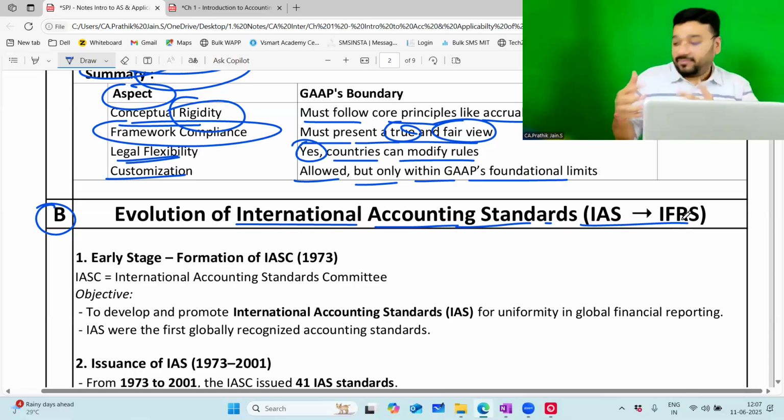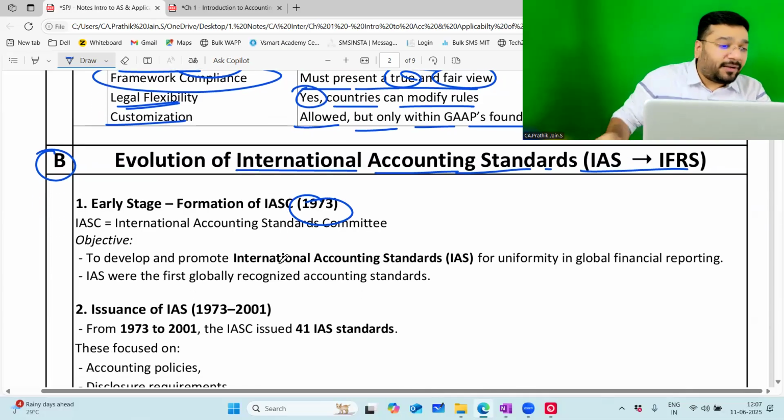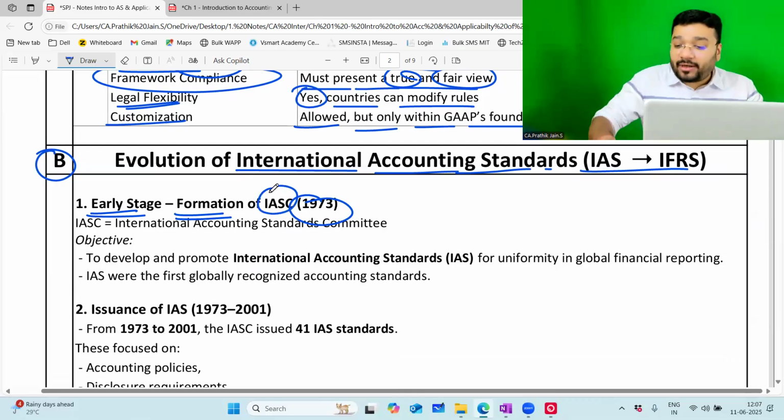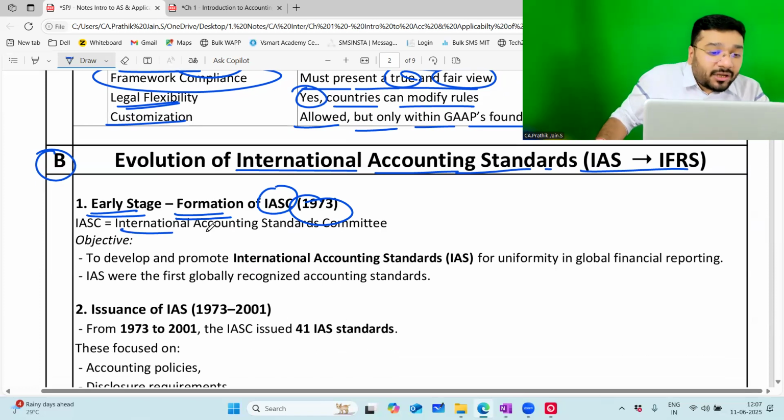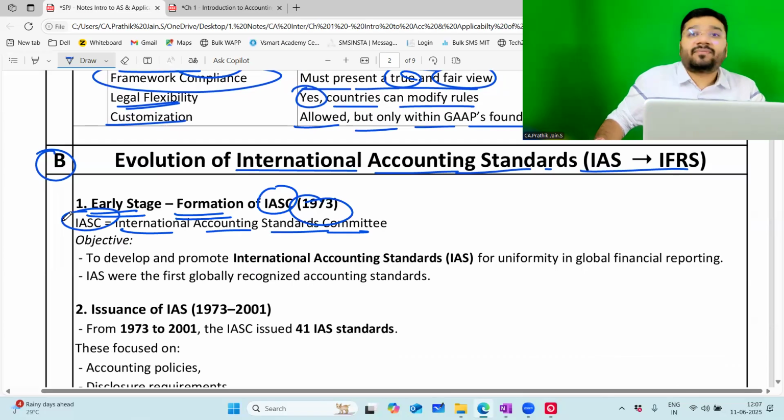And by the time this was done, it became 1973. So at last in 1973, what happened? In the early stage of 1973, we had formed a committee called the International Accounting Standard Committee. We mean not India. It is at the global level. A committee was formed called the International Accounting Standard Committee, IASC. Sir, what is the objective of this committee? The objective of this committee was to develop, promote international accounting standards.